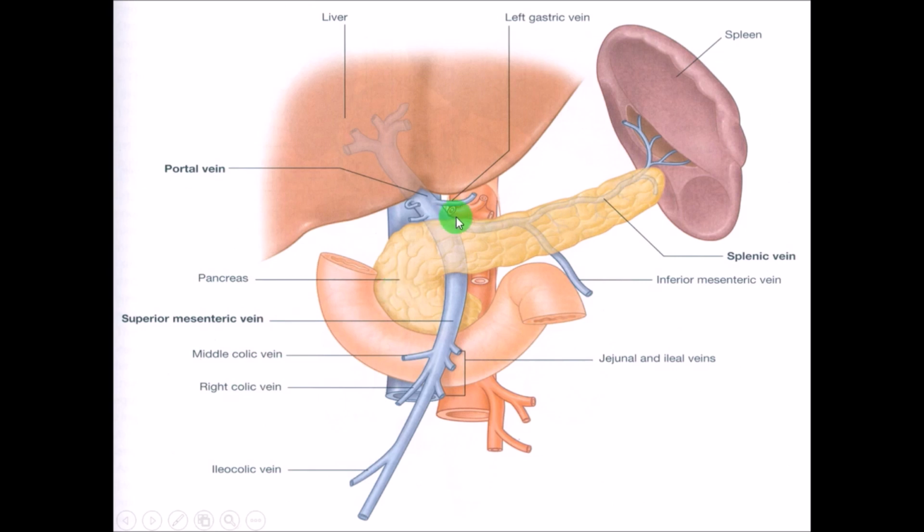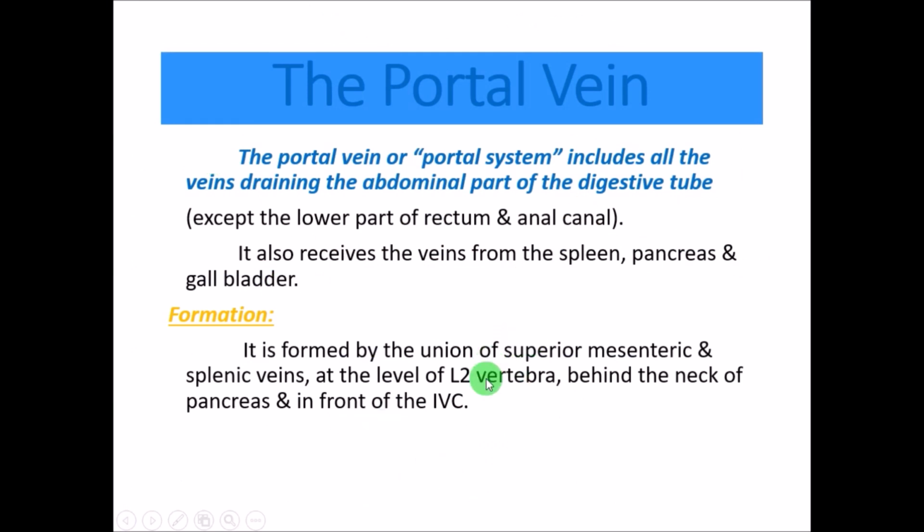If you see here, this is the pancreas. This is the neck of the pancreas, this is the head of the pancreas, this is the uncinate process, and this is the neck, and this is the body of the pancreas. So it is behind the neck of the pancreas, not in the front. This vein is formed by the joining of the superior mesenteric vein with the splenic vein. Together it forms the portal vein, at the level of L2 vertebra, behind the neck of the pancreas and in front of the inferior vena cava. So this is how the portal vein is formed.